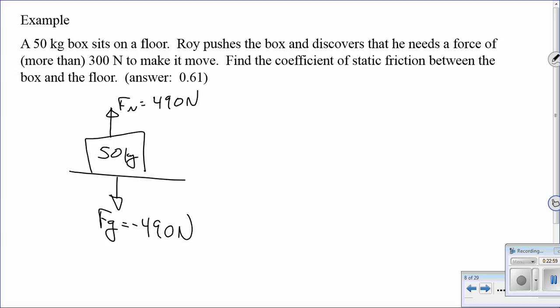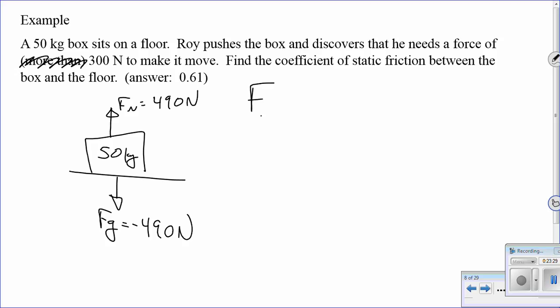And it says Roy pushes the box and discovers he needs a force of, and then I put it in parentheses, but when you're doing problems in your book, it won't say this. It'll just say, Roy discovers he needs a force of 300 newtons to get it moving. So indirectly, that's a way of telling you the static friction max, exactly, right? Because if he exerts 299.9999999, then it doesn't move, 300 does. Follow?